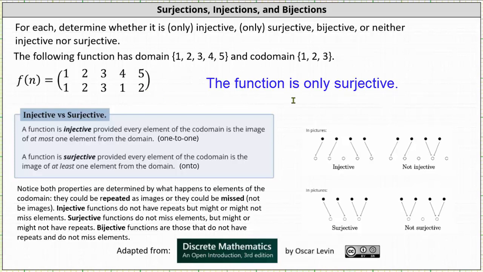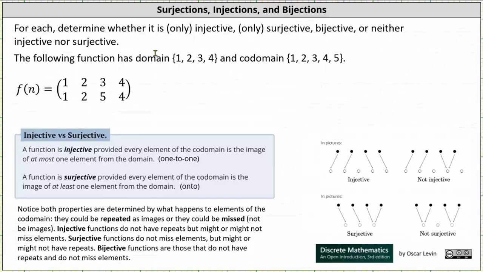Let's look at our second example. Here the domain is a set with elements 1, 2, 3, and 4, and the codomain is a set with elements 1, 2, 3, 4, and 5. Looking at the given function in two-line notation, notice the element 3 from the codomain is not in the range, and therefore the given function cannot be surjective because every element in the codomain is not an image of at least one element from the domain.